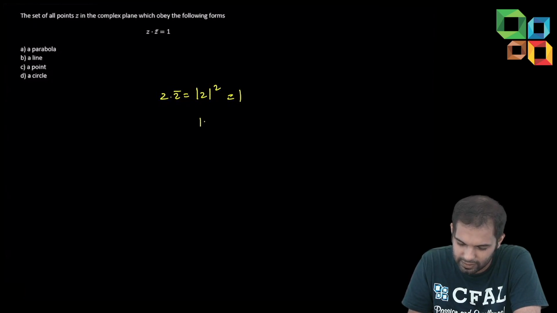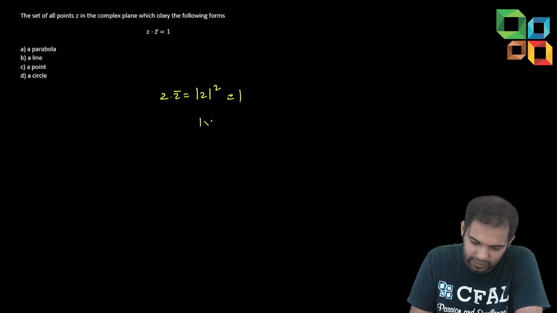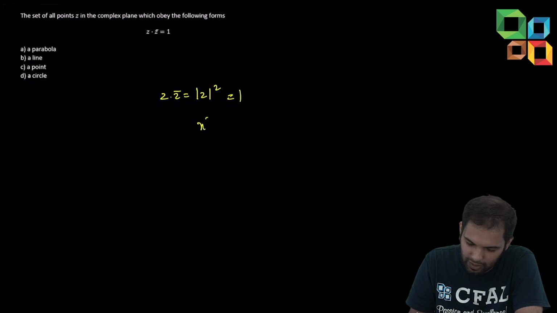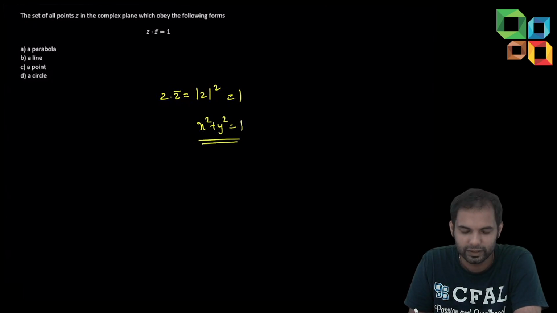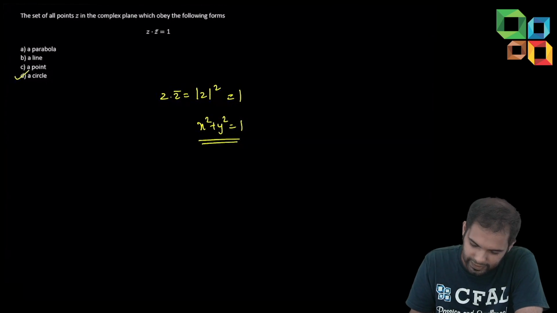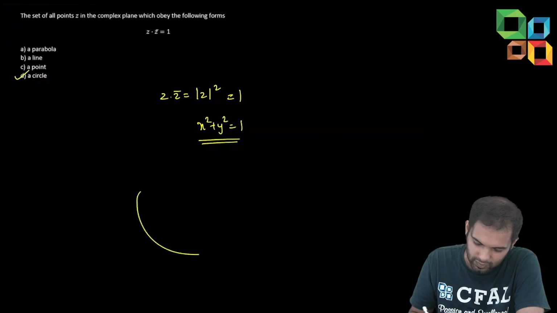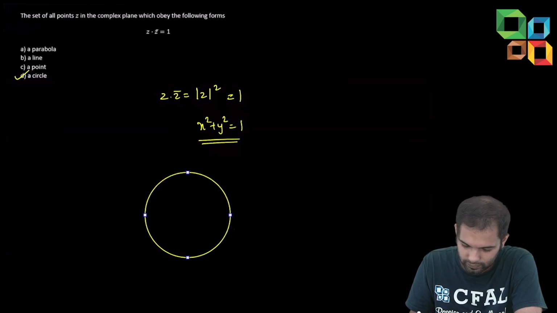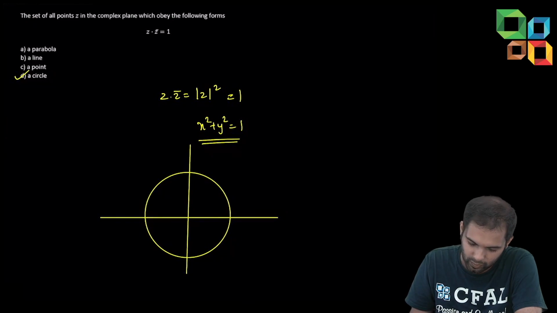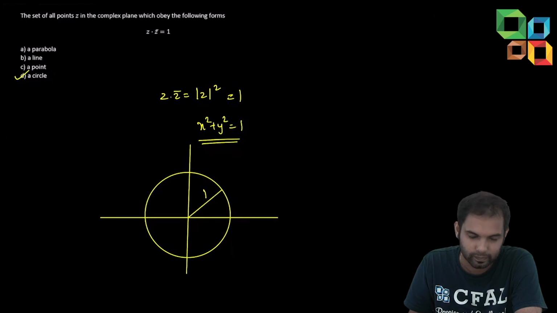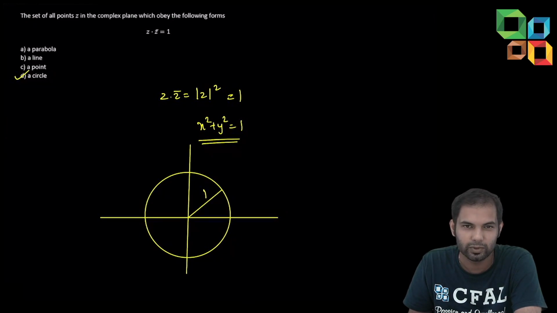Isn't it the same as, if I write down this modulus, x square plus y square is equal to 1? Can you see that? It's a circle. X square plus y square equal to 1 is nothing but a circle with radius 1. If you draw the circle whose radius is 1, the center should be the origin, obviously, 0, 0.